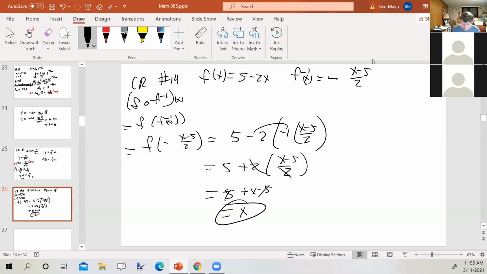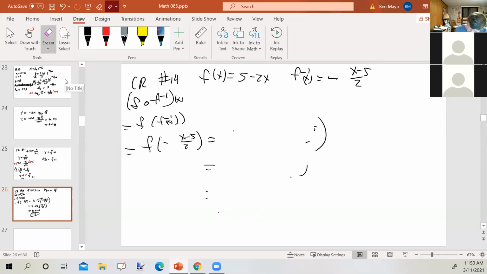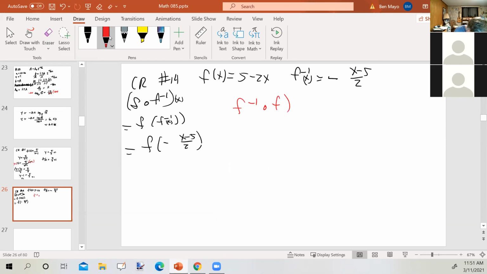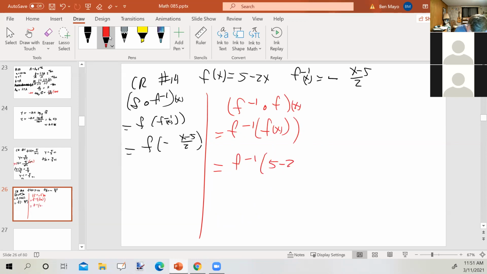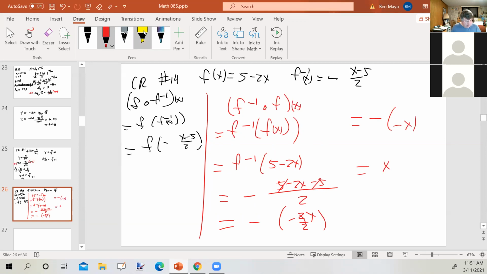Now I've got to take f inverse composed with f of x. I'm going to erase this stuff. So if you're frantically copying it down, check the video later, because I needed more room. Here, f inverse composed with f of x is f inverse of f of x, which is f inverse of 5 minus 2x, which is negative the quantity 5 minus 2x minus 5 over 2, which is negative negative 2x over 2, which is x. And there you have it.